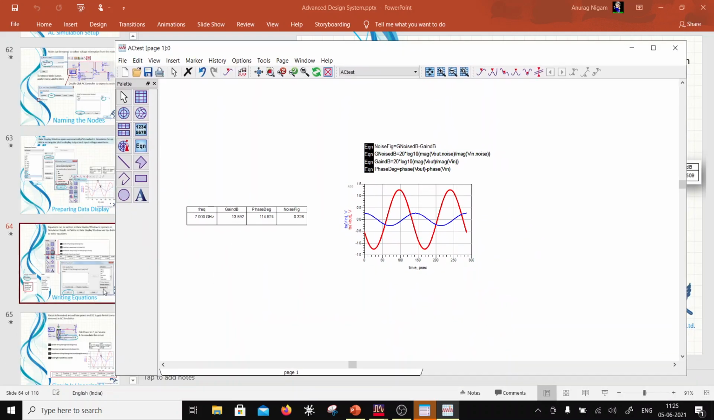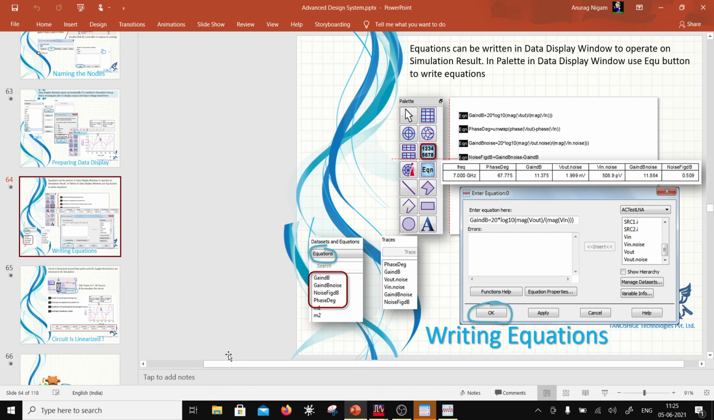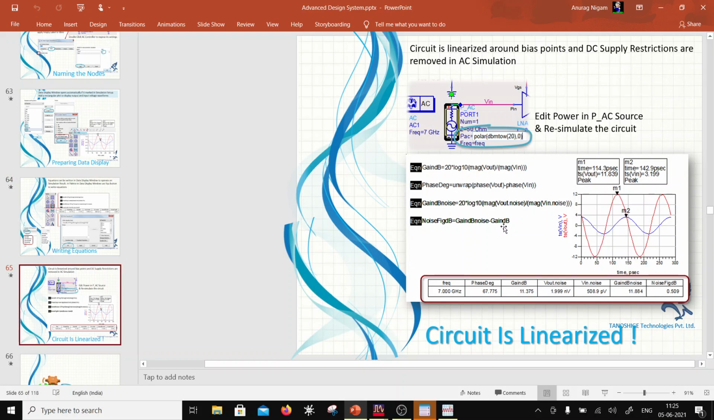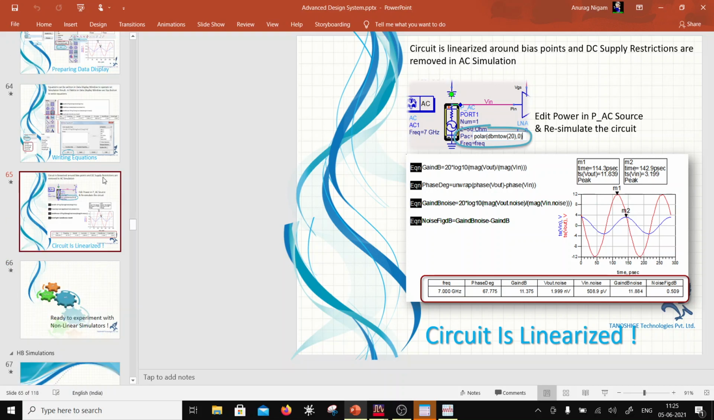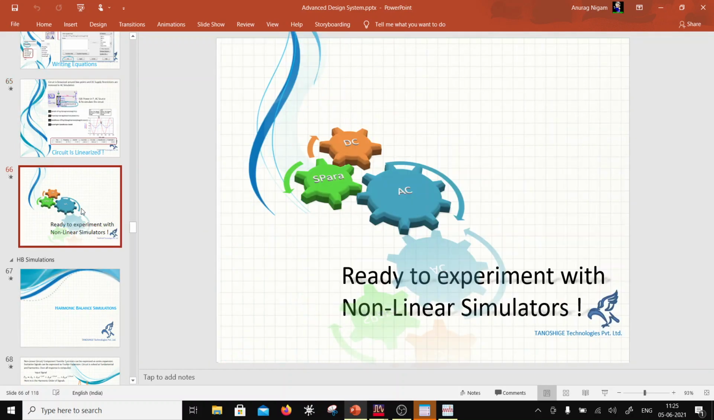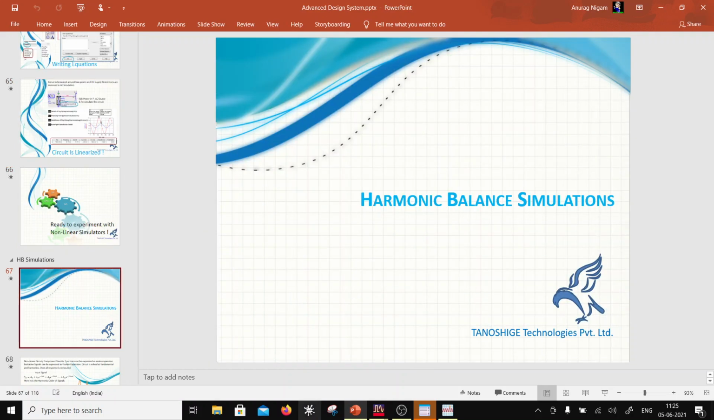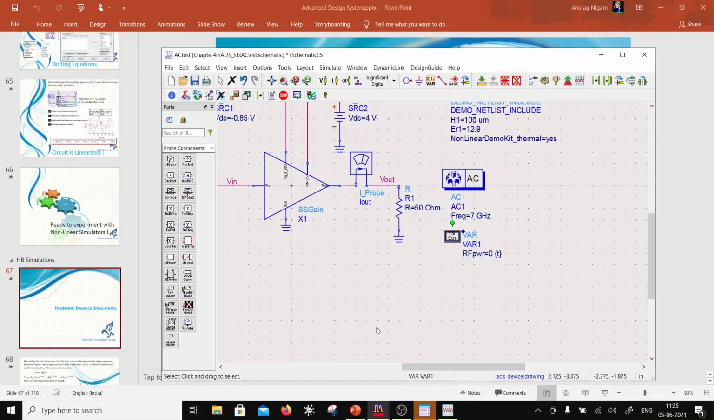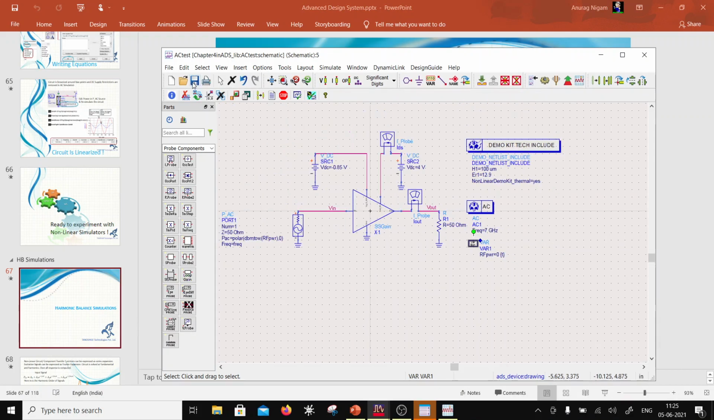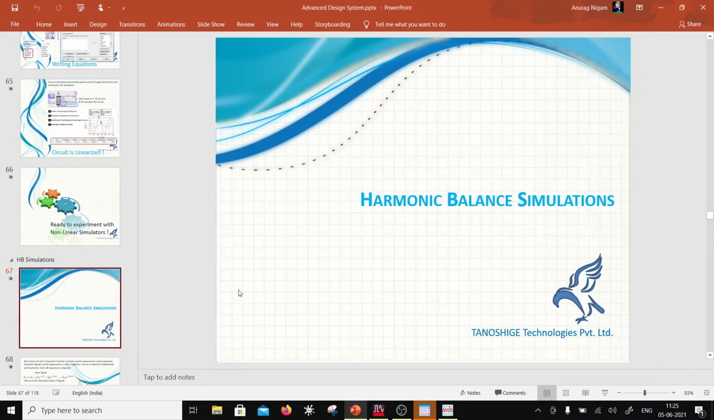The purpose of this exercise was to show you what AC simulation does, right? AC simulation linearizes the non-linear component and removes the restriction of a supply. So your swings are more than the supply voltage. Okay, so that completes the exercise in AC simulation. Another exercise. Now let's go ahead and set this up for harmonic balance.